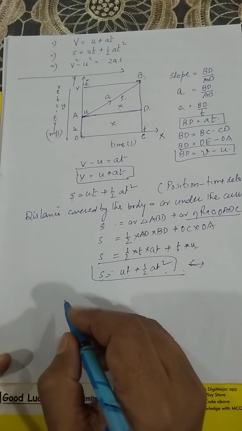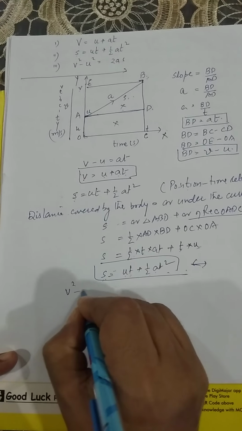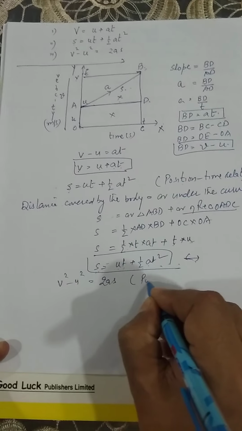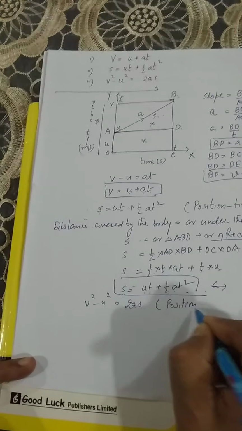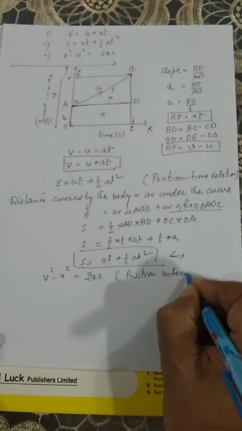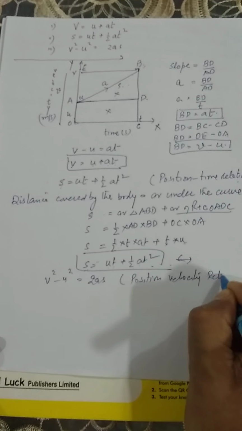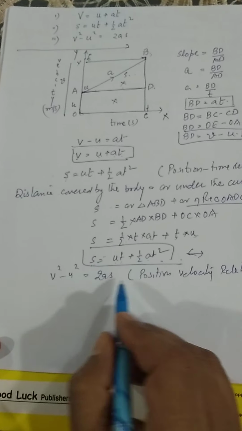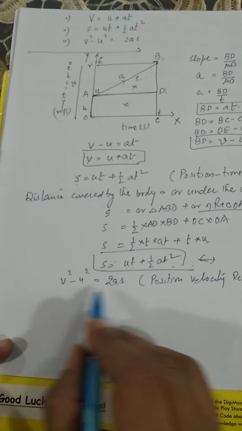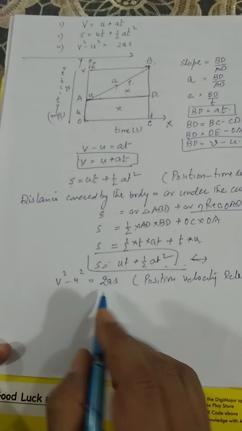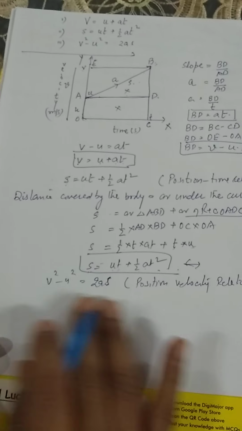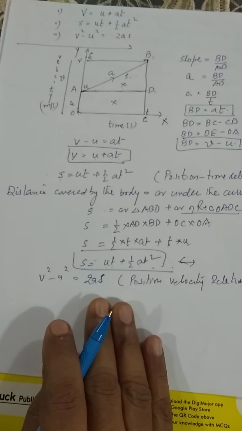The third equation of motion is V square minus U square is equal to 2AS. This is also known as position velocity relation. In this relation, we don't have time. So whenever we have to calculate the distance covered by the body and time is not given, then we use this equation of motion, the third equation of motion.